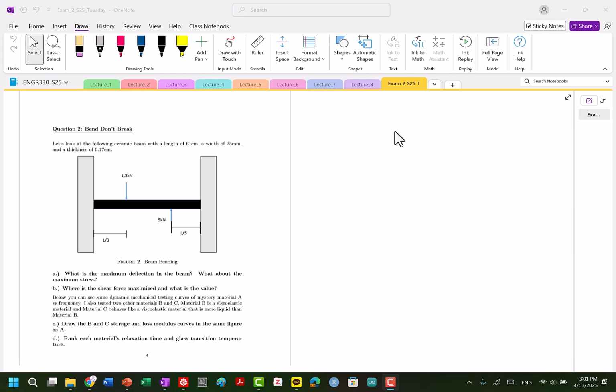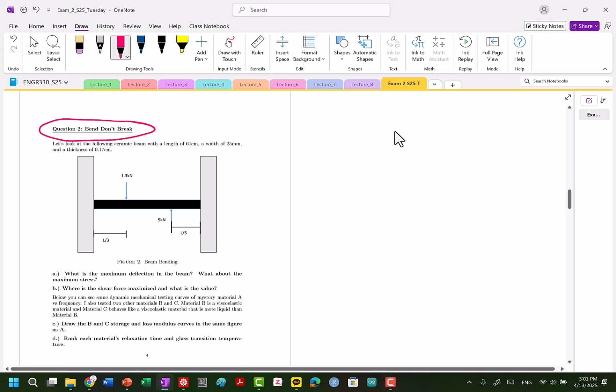All right, everyone, we are back, and we are going to do our second problem. Bend, don't break: a ceramic material, with a given length, width, and thickness. So we're going to basically be setting up our coordinate system, x and y. Let's set this as x equals 0, y equals 0.